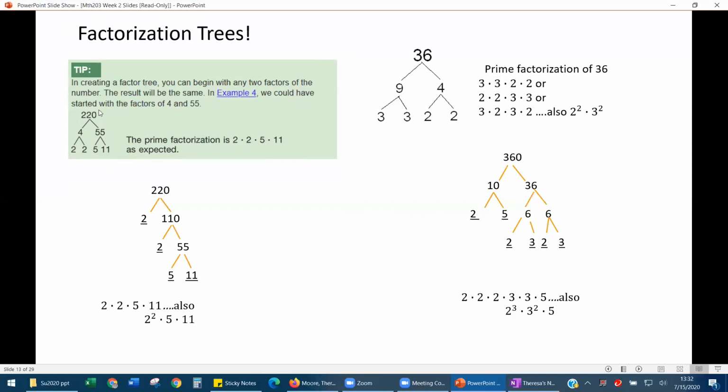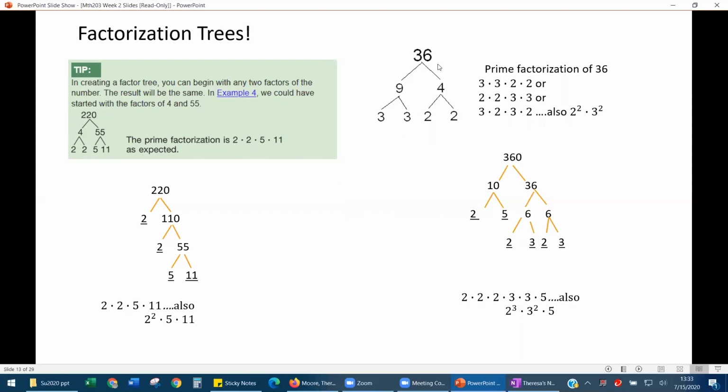And there's many different ways to do this. So if you look at 220, if I start with 2's, it's 2 times 110, and then 2 is prime, so I won't have to break that down anymore, but the 110 is not. It's 2 times 55, and then 55 is 5 times 11. So then you see I have the primes 2, 2, 5, and 11, just like they did here. So either way you do it, you're going to have the same factorization.